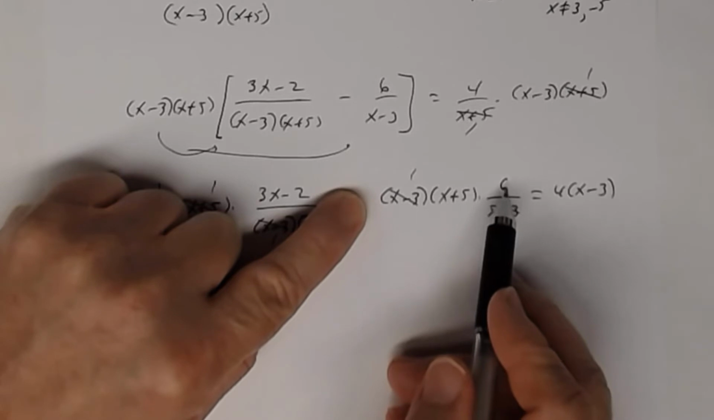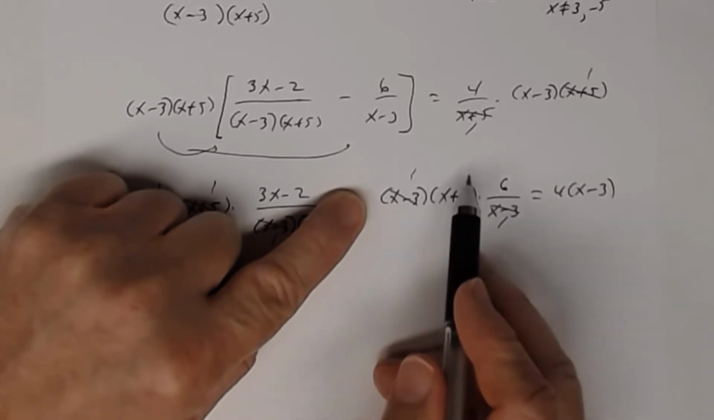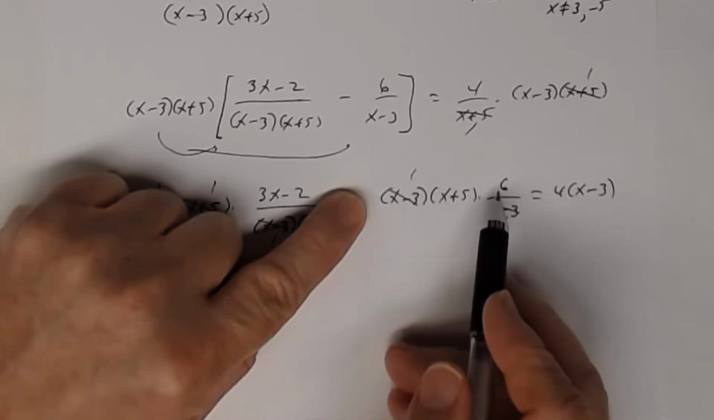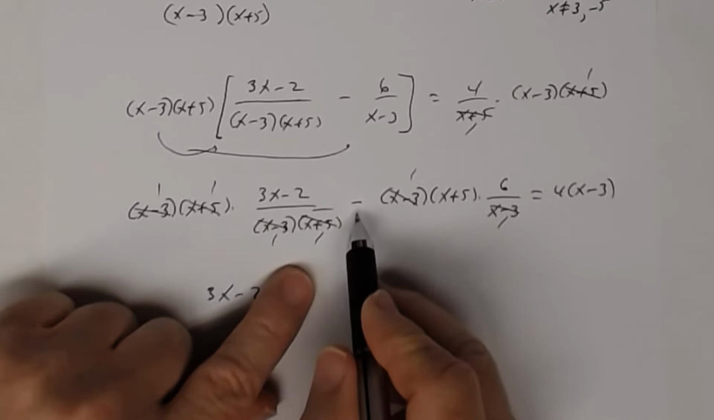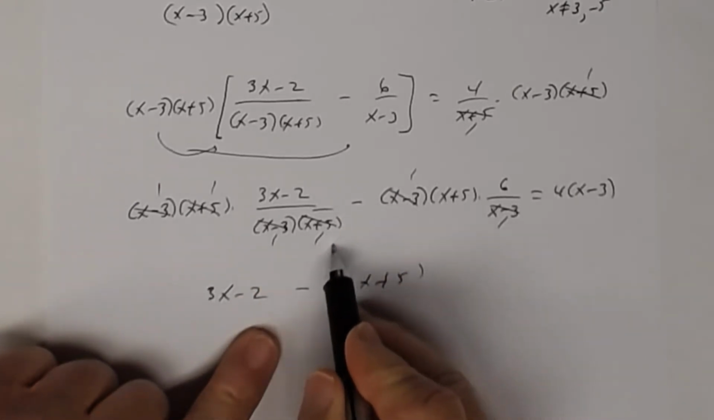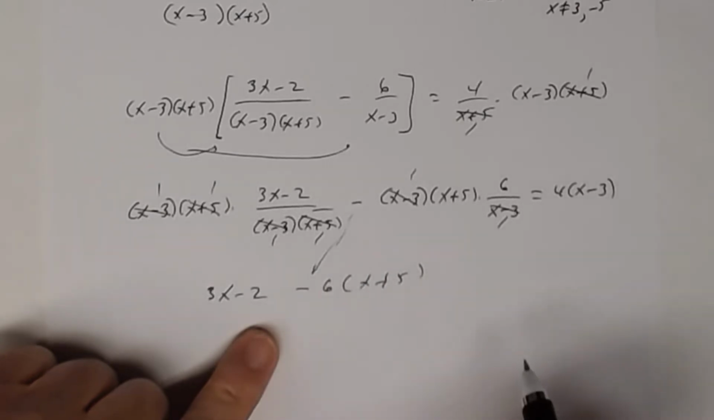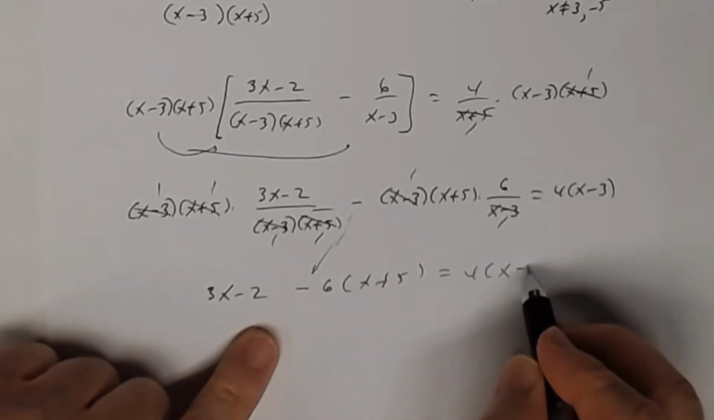The way you want to do this is you want to multiply those numerical parts first, the numerical factors. 1 times 6 is 6, so you're going to say 6 times x plus 5. So now you're going to say minus 6 times x plus 5. So you see that subtraction right here. Make sure you bring that down. Equal, and over here we have 4 times x minus 3.